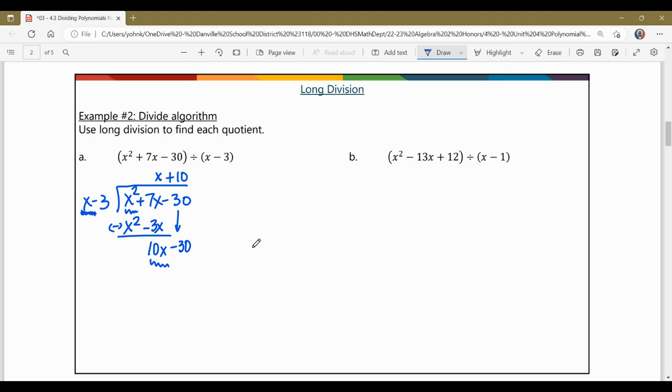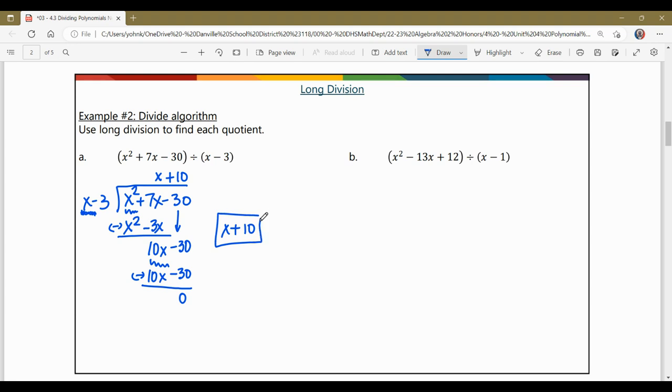So I put it above the other number. And then I distribute. 10 times x is 10x. 10 times negative 3 is negative 30. Draw my line and subtract. 10x minus 10x is 0. Negative 30 minus a negative 30 is 0. If I get 0, that's a good sign. That means it divides evenly. So the answer is x plus 10.